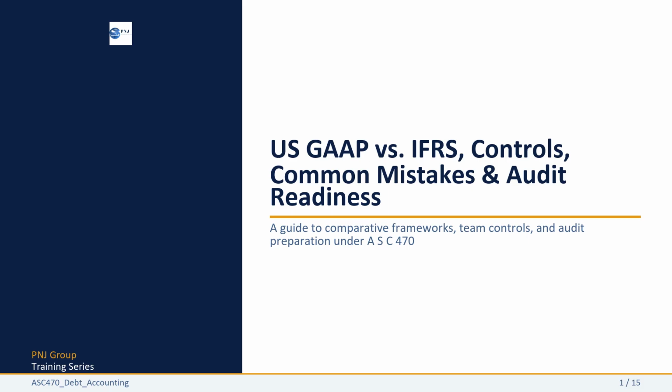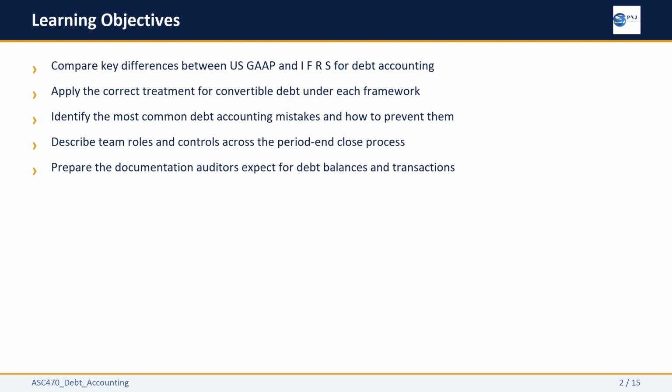Let's get into it. By the end of this section, you will be able to compare US GAAP and International Financial Reporting Standards for the most important debt accounting topics. You will know how to handle convertible debt under each framework, spot and prevent the errors that trip up even experienced teams, understand exactly who does what during close, and walk into an audit with everything ready. These are practical skills you will use every single reporting period.